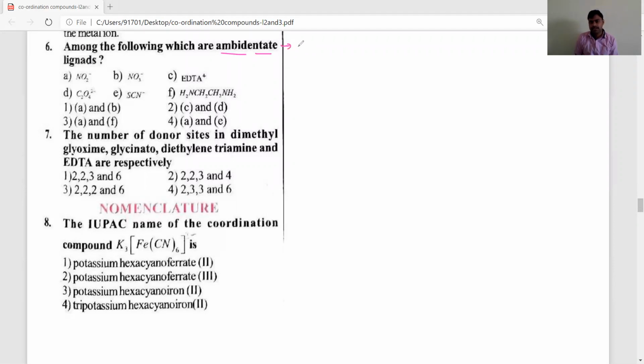Ambidentate ligand means these are monodentate ligands which are having two donor atoms. Having two donor atoms, they are called ambidentate ligands. Let's see that in the given options.